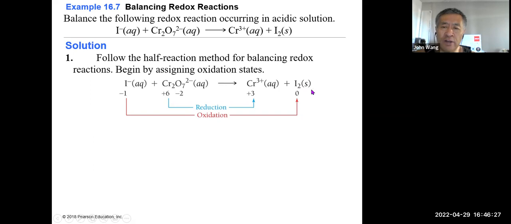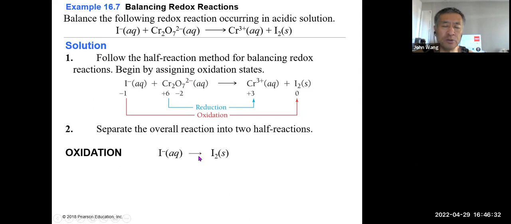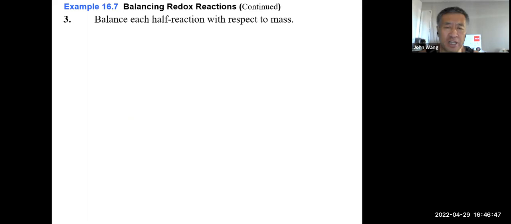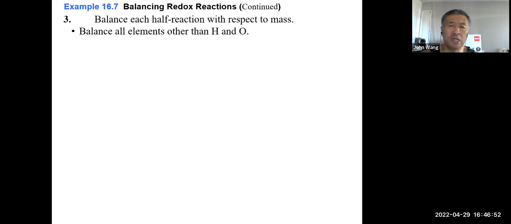Okay. Now we write this equation into two parts. The first part will be this oxidation. The second part will be the reduction. Well, actually, which part you write first doesn't matter. Just write the two equations. Once you have the two equations, you balance them separately. You first balance the mass, which means balance the atoms. And when you balance the atoms, you balance the atom that is not H and O first.